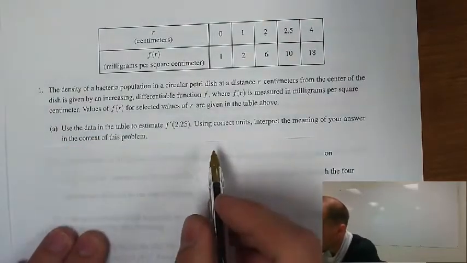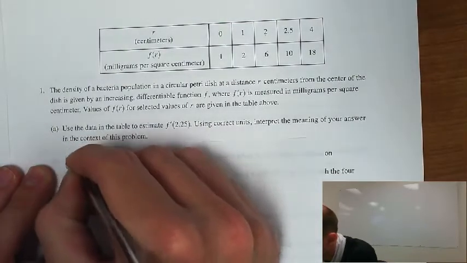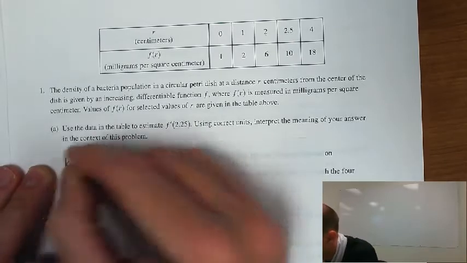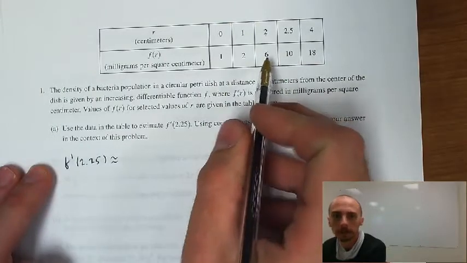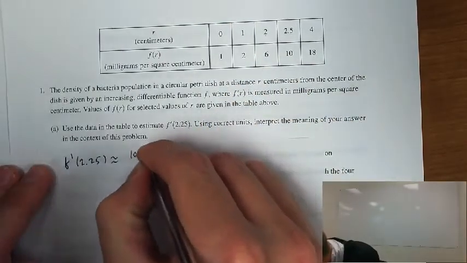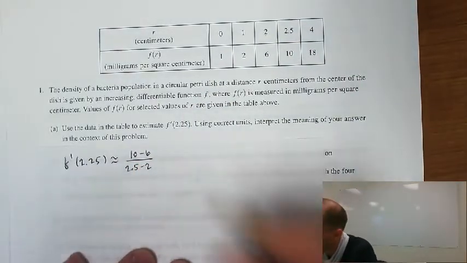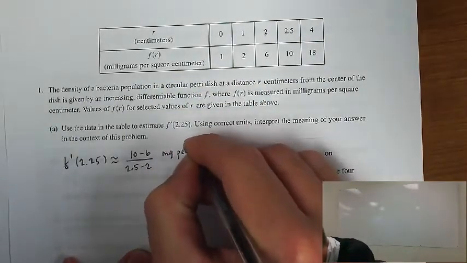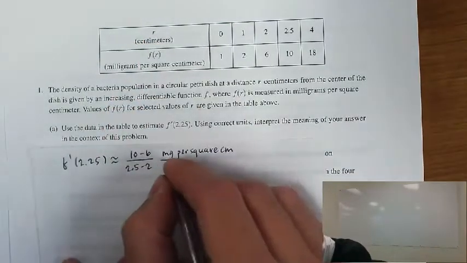All right, well, okay, so f prime of 2.25 is going to be approximately equal to, I'll do rise over run with the 2 points surrounding 2.25, which is right here. So this is 10 minus 6 divided by 2.5 minus 2. And the units will be milligrams per square centimeter divided by centimeters.